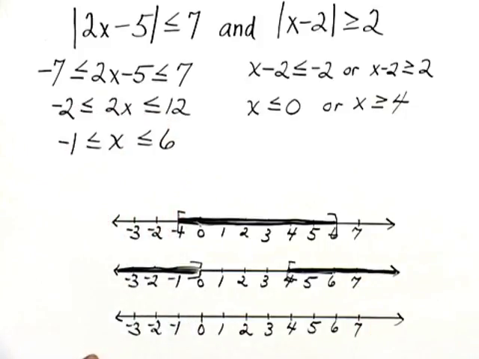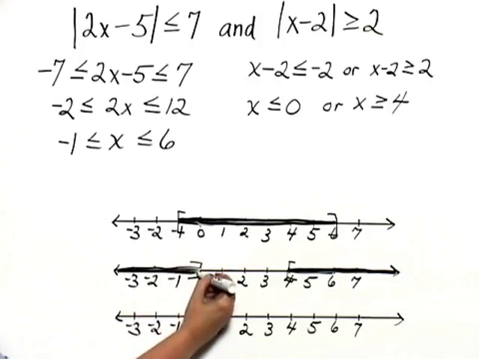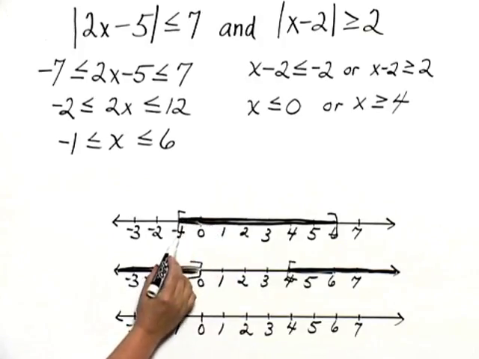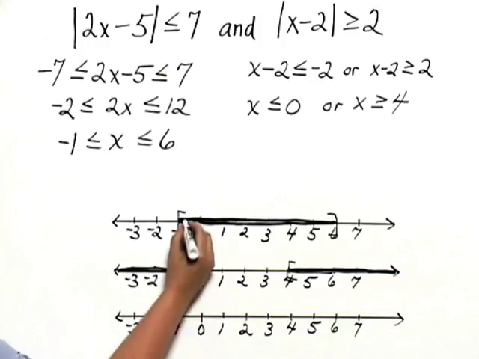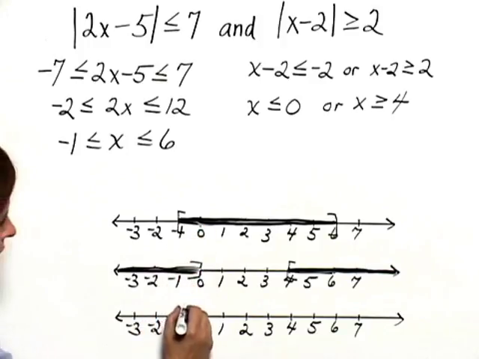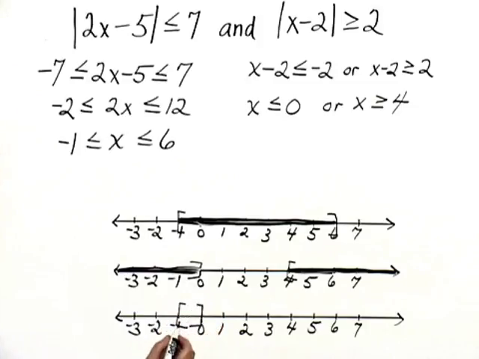Now we have the two separate parts graphed, so now we can take care of the and in the middle. The and in the middle says we're looking for the intersection of these graphs. So if we look straight down, the things that are covered by both of those graphs, first of all, we see the interval between negative 1 and 0 is overlapped by these graphs. So that will be part of the solution set. Numbers between negative 1 and 0 will make both of those inequalities true.